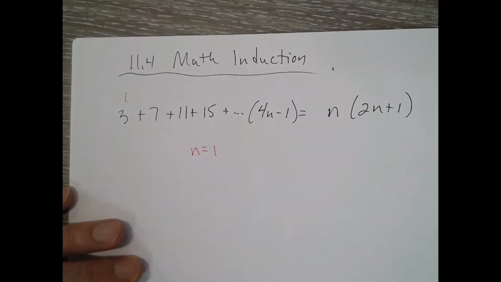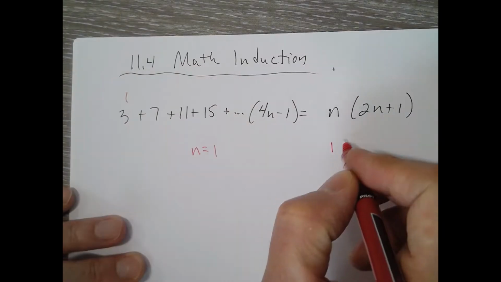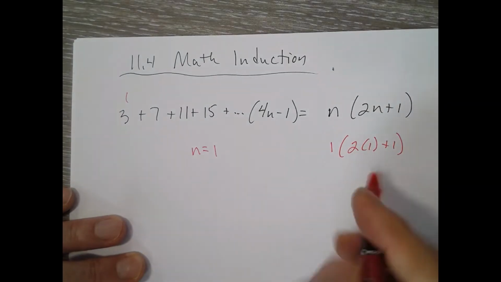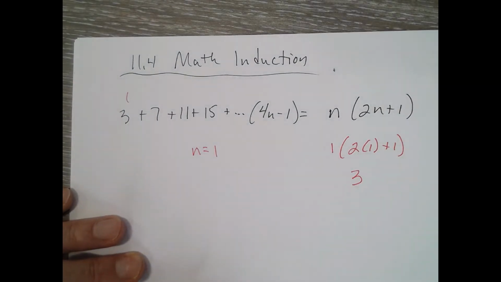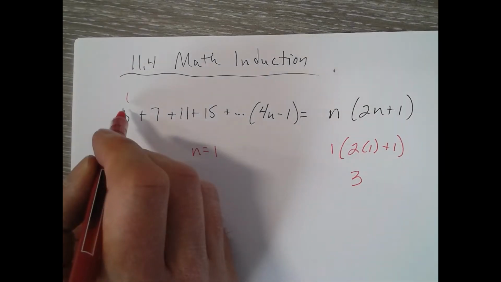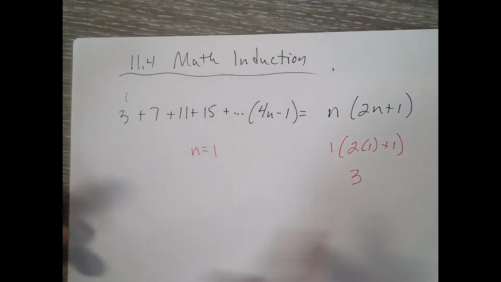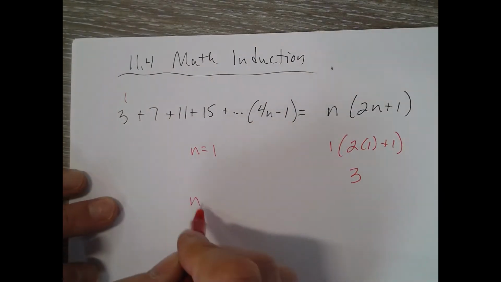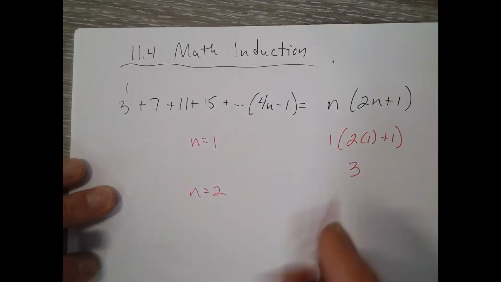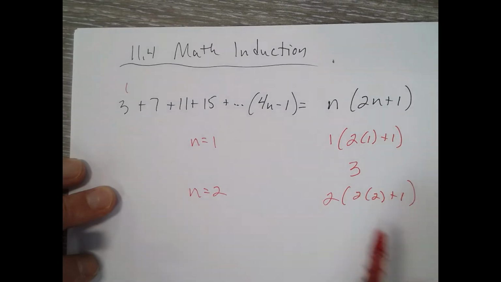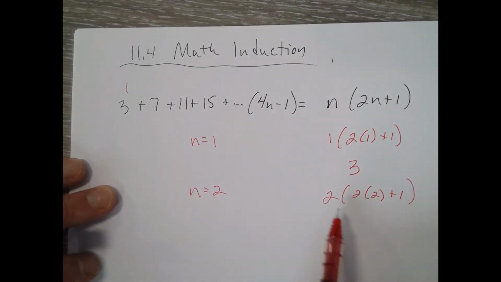So let's see if our formula works. By plugging 1 into the right side, I have 1 times 2 times 1 plus 1, which is 3 times 1, which is 3. If I add up all terms up to number 1, will I get 3? Yes, because I only have one term. But what if it was 2? 2 times 2 plus 1 equals 4 plus 1 is 5 times 2 is 10.